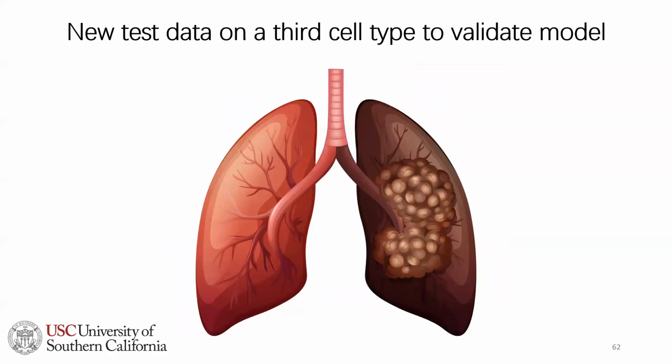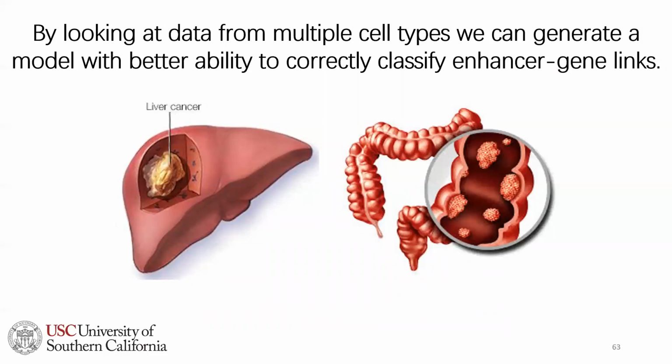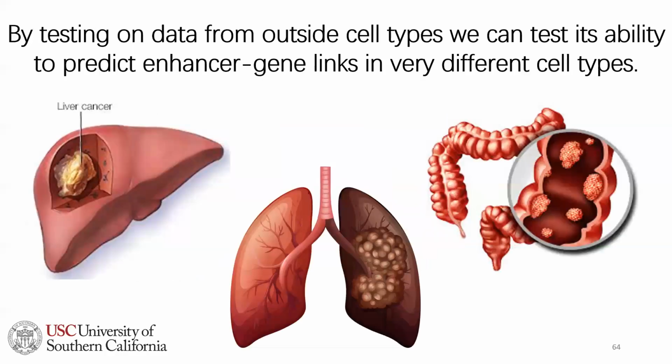And we can then take test data from a third completely unrelated cell type to validate our model, in addition to using cross-validation. That will show that by looking at data from multiple cell types, we can generate a model with better ability to correctly classify enhancer gene links. So even though a model could be trained on these two cell types, if it can then perform really well on test data from a third totally unrelated cell line, it shows that this helps to generate a model with good ability to classify enhancer gene links correctly, regardless of what cell type they are in. We can show that it has the ability to predict enhancer gene links in very different cell types from the one it was trained in, which will be an important thing.